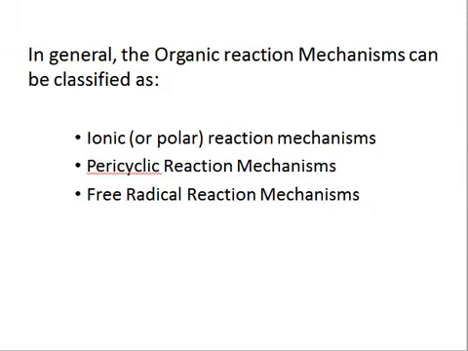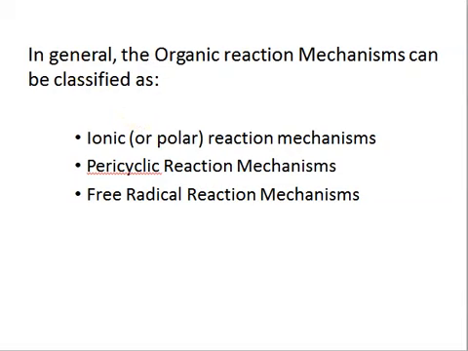In general, organic mechanisms are classified into three categories. Number one, the ionic mechanism or polar reaction mechanism. Second, the pericyclic reaction mechanisms, and thirdly, the free radical mechanisms. So what do we mean by the ionic or polar mechanism? Ionic or polar mechanisms are reaction mechanisms that involve the heterolytic cleavage of a bond. So what do we mean by heterolytic cleavage of a bond?